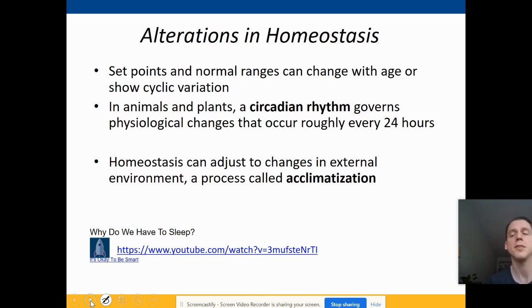Okay, sometimes homeostasis can be changed. An example of this is an animal or plant's circadian rhythm. So our circadian rhythm is our 24-hour rhythm. It guides our sleep, and it guides when our energy is going to be higher or lower. And it changes about every 24 hours, but it's also going to change as the day length changes, so the amount of sunlight. So homeostasis can actually adjust due to changes in the external environment.